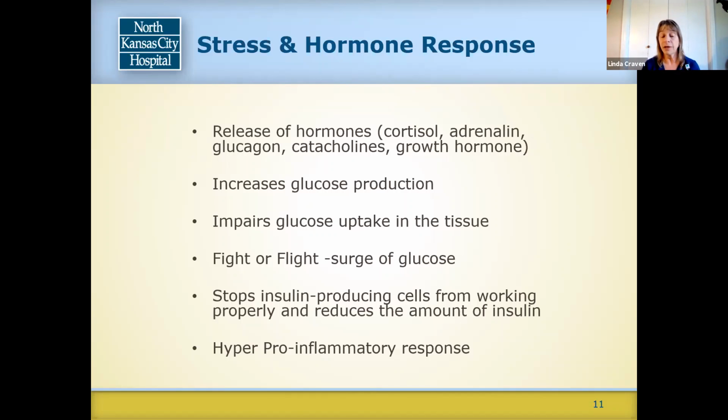Some other things that these hormones do, they stop insulin producing cells from working properly. So now your glucose is elevated, as I said earlier, but you're not getting the correct amount of insulin to move all that glucose into the cells. So as a result of not having enough insulin, your glucose is going to build up in your bloodstream and cause you to have high blood sugars. And then the hormones also invoke an inflammatory response. And we're going to talk just briefly about this. There's a pretty good picture in here that kind of helps explain this.